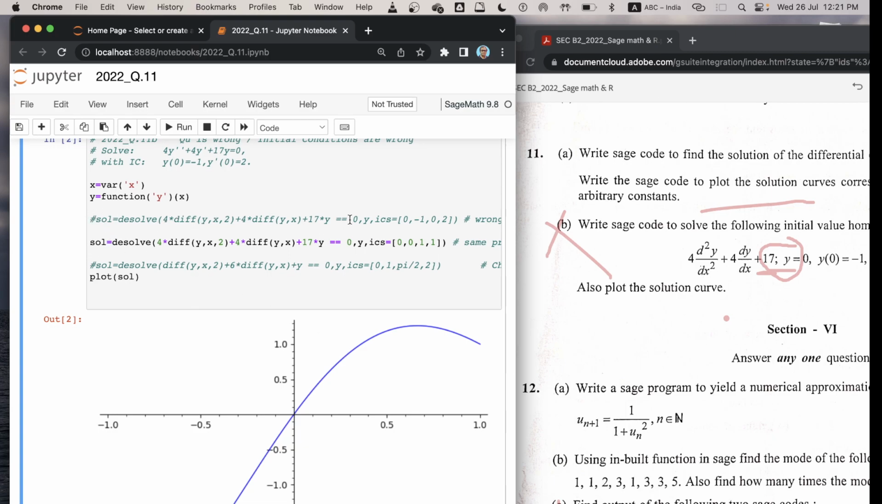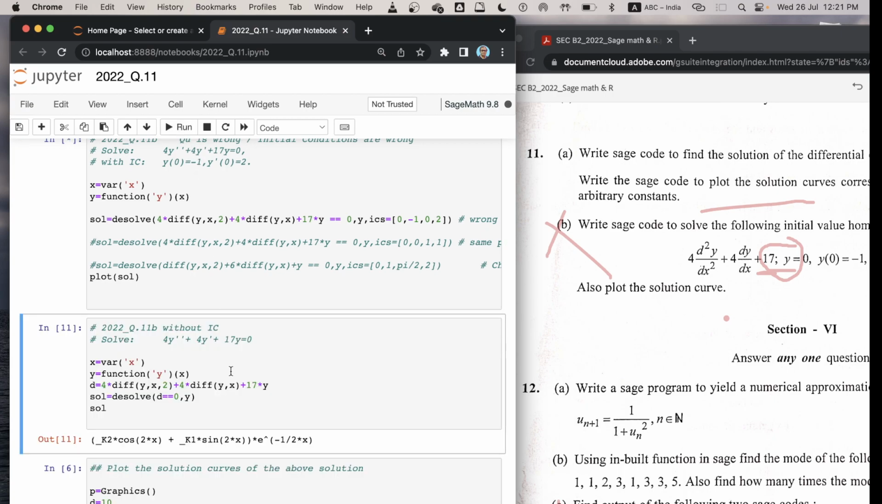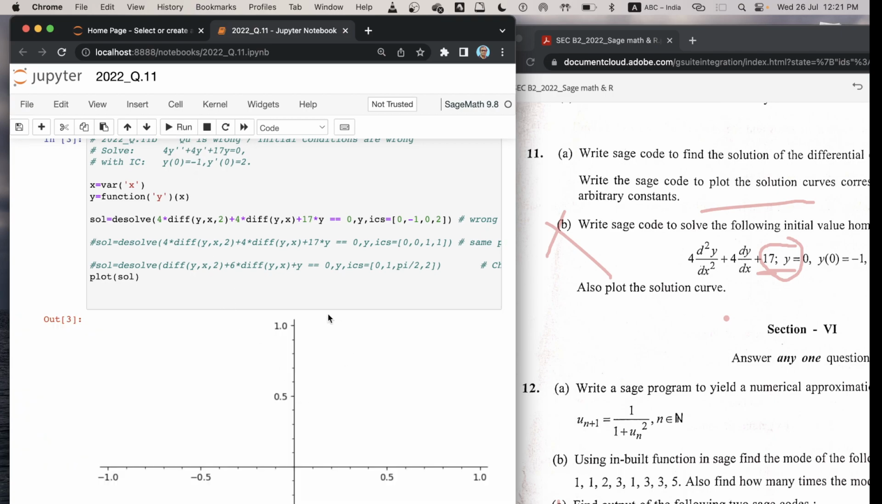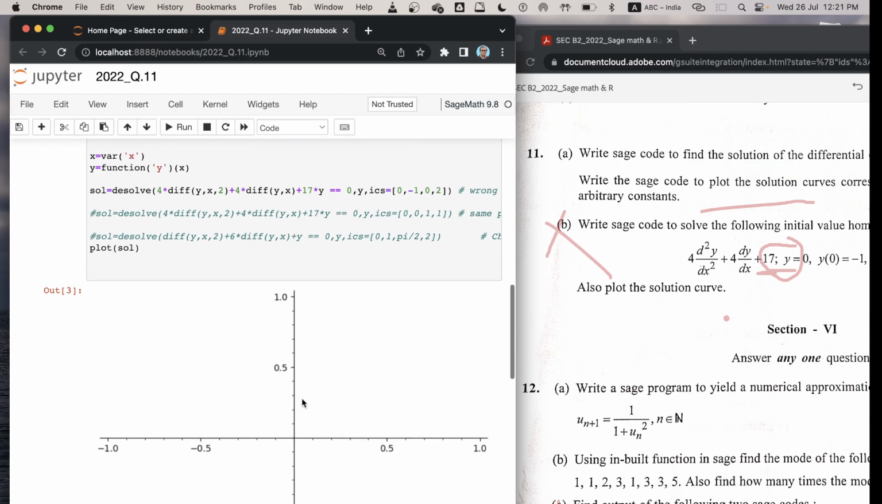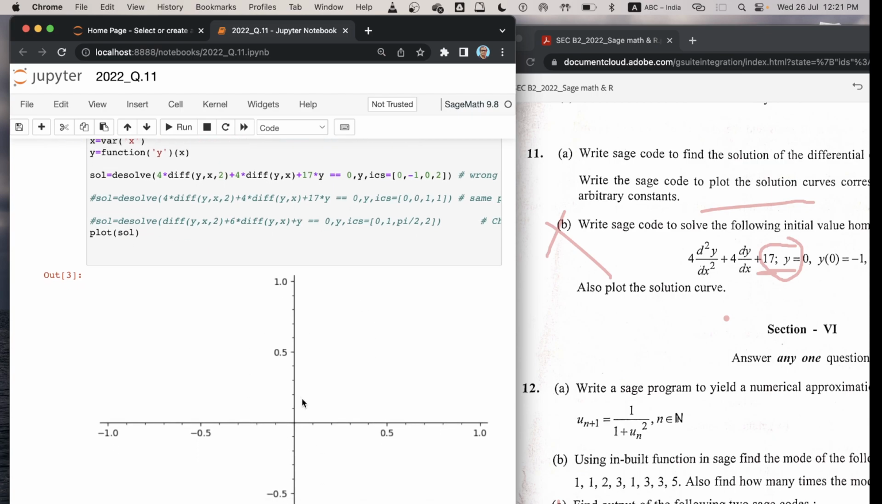You can check for another initial condition, ics equal to 0, -1, 0, 2. If we check according to the given problem and run this program for the given problem, there is no curve here in the plot.